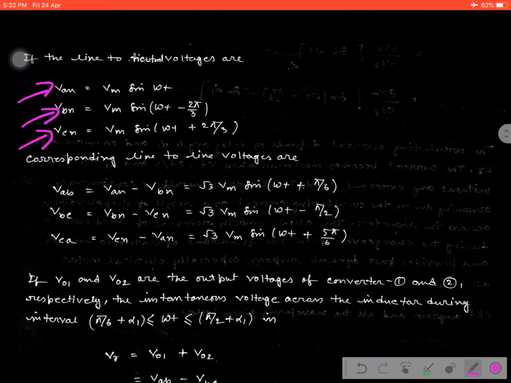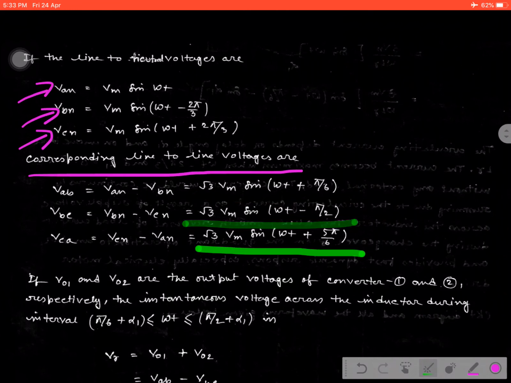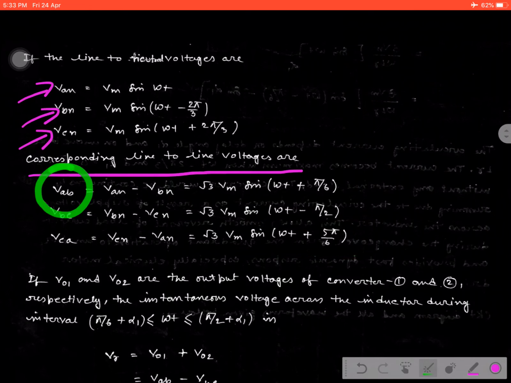As we know, as the three-phase signals are connected, the phase-to-phase difference is 120 degrees apart from the other phases. And the corresponding line-to-line voltages, which I have discussed in the previous section and calculated in detail, are root 3 Vm sin(omega t plus pi by 6), root 3 Vm sin(omega t minus pi by 2), root 3 Vm sin(omega t plus pi by 6). That means we are talking about the signal we discussed before.